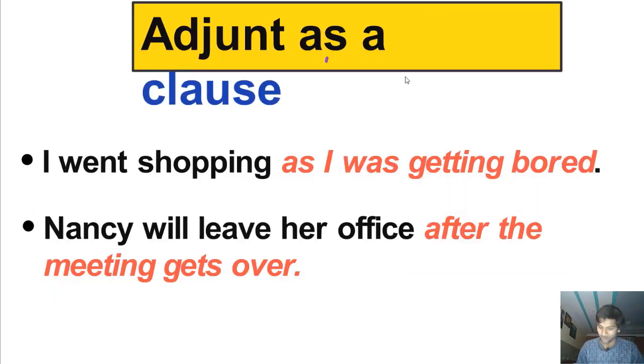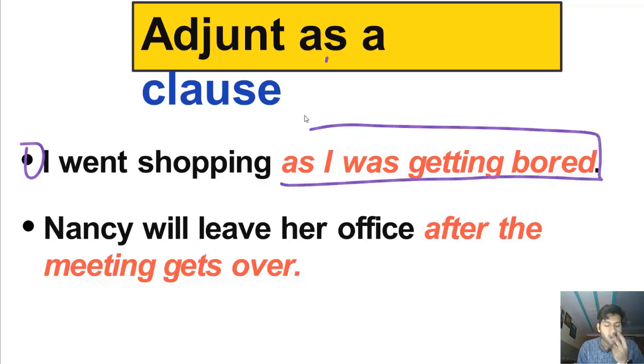All right. Adjunct as a clause. Okay. Example number 1. I went shopping. I went shopping for the entire experience. Why did I do that? As I was getting bored. This is exactly why I went shopping. I went shopping. Why? Because I was getting bored, as I was getting bored, since I was getting bored.